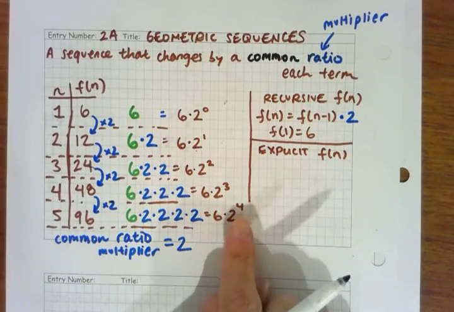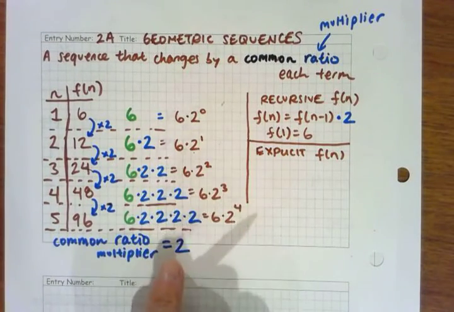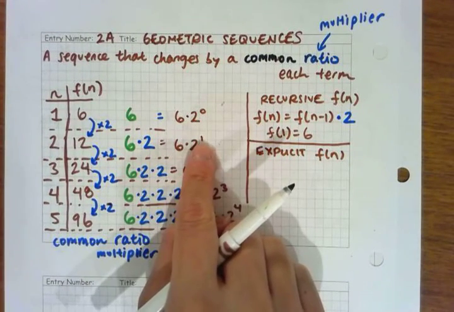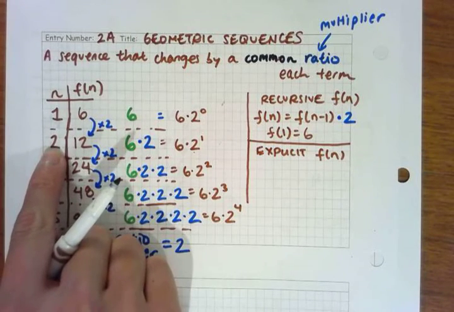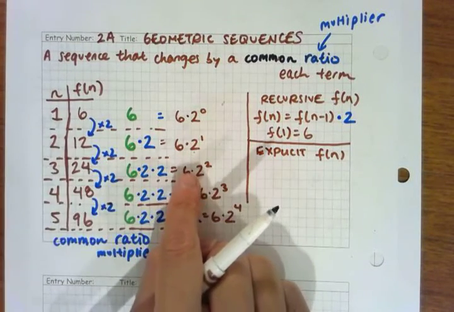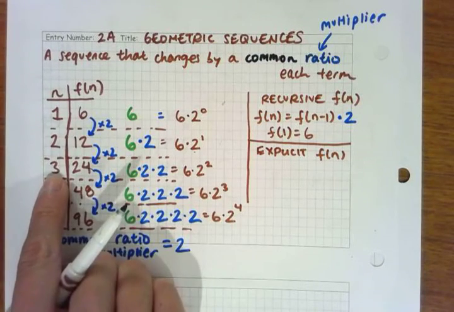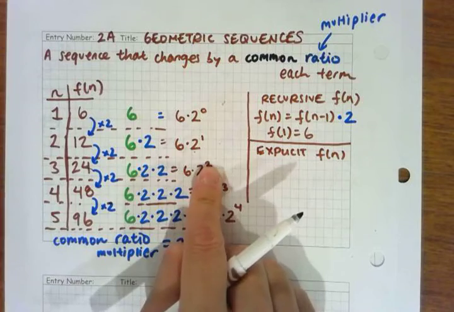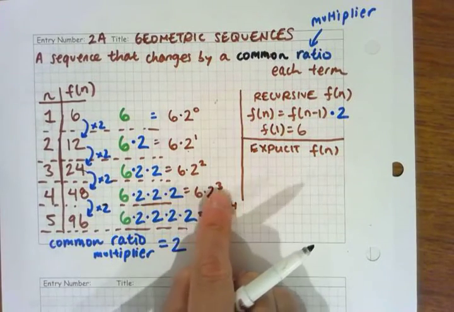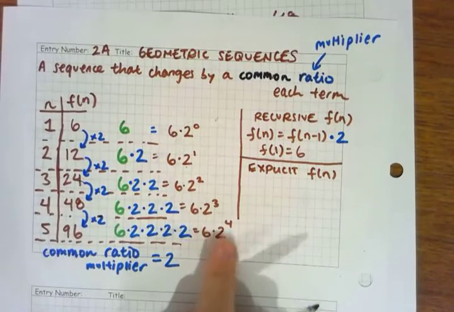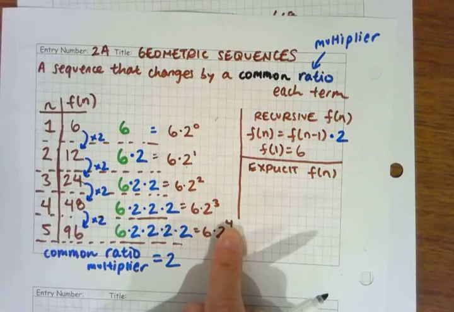And notice that the number of times that we multiplied the first term by our common ratio, right, that power is equal to whatever the n value is minus 1. Right? 6 times 2 to the second power, that's the n value of 3 minus 1, which gave us 2. 6 times 2 to the third, well, that was when n was 4, because 4 minus 1 is 3. 6 times 2 to the fourth, well, when n is 5, 5 minus 1 is 4.